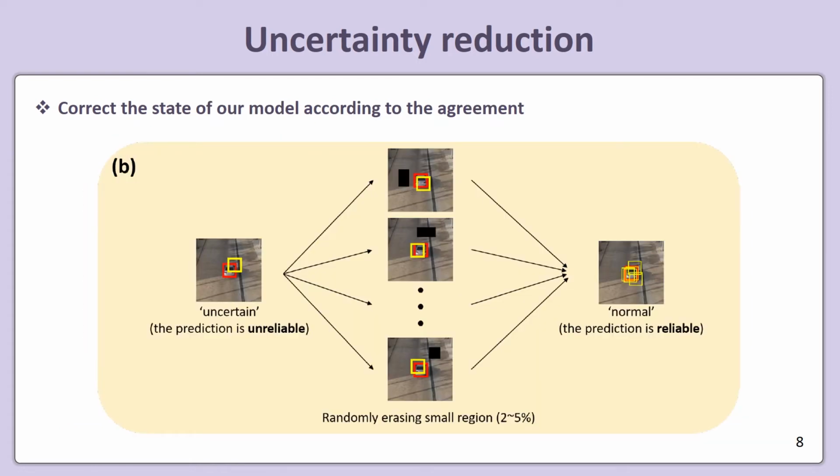This is our concept and I will explain more technically. To make our model robust, we consider uncertainty as an argument and estimate the location of the target from multiple images by randomly erasing small rectangular areas. As illustrated in the above figure, most prediction results are not greatly affected. We correct the tracking flag of our model according to the agreement.